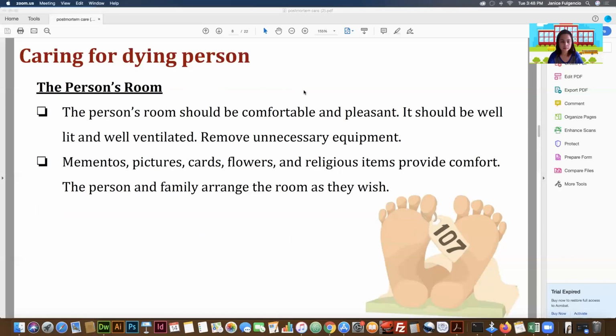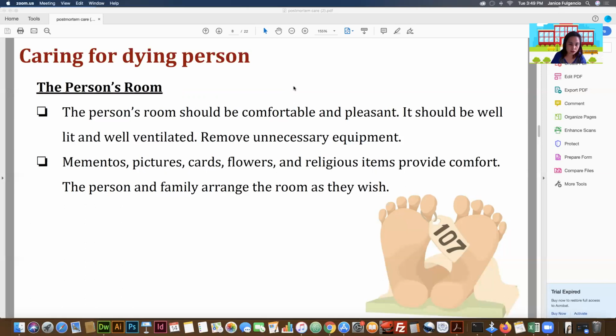Then, the person's room should always be comfortable and pleasant. So it should be well lit and well ventilated. Remove unnecessary equipment. If your patient is using a urinal or bedpan, immediately remove it from their site. So the place will be appealing and comfortable for them.